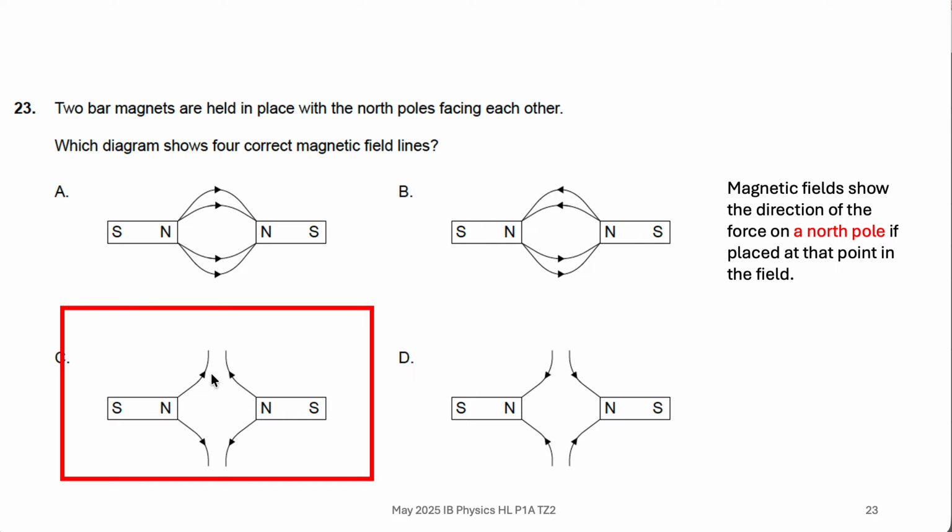You can see here that if I were to place a pole here, then we'd have those horizontal components cancelling and simply a force pushing out. Similar on the bottom, and that's why the answer here is C.